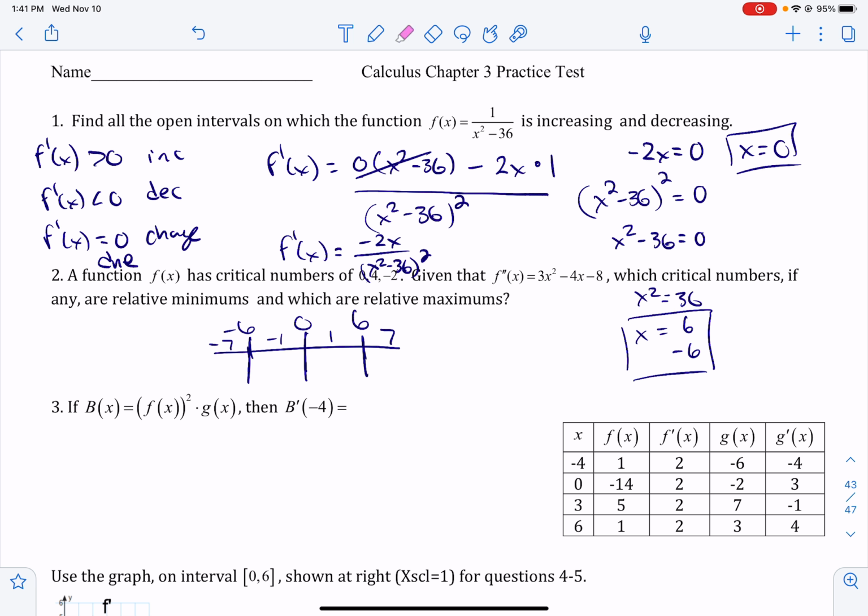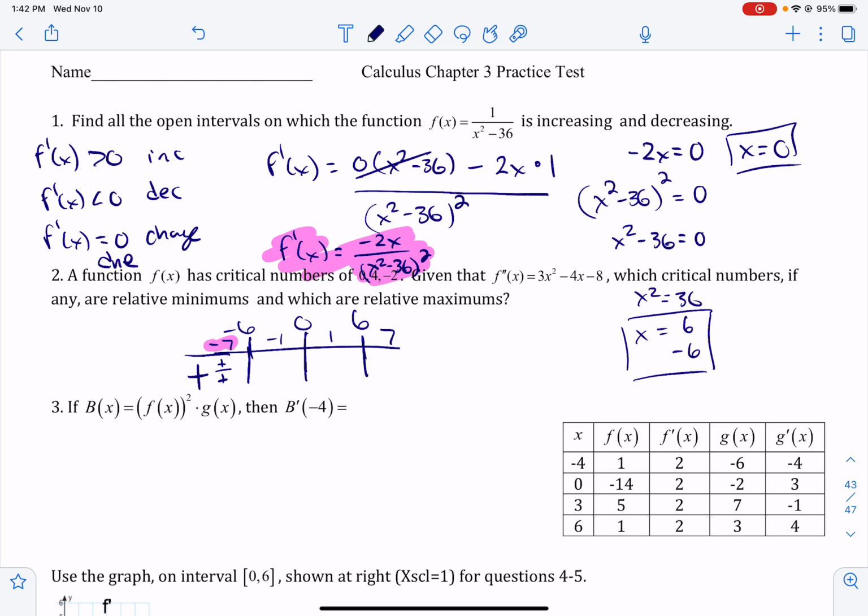So I plug negative 7 into my derivative right here. And when I do that, I'm going to get a fraction. On the top, a negative 7 and a negative 2 are going to give me a positive number on top. And on the bottom, well, it doesn't matter what I plug in. I'm going to square it, and that's going to also give me a positive. So up until I get to negative 6, I'm positive. My function is increasing because I have a positive slope.